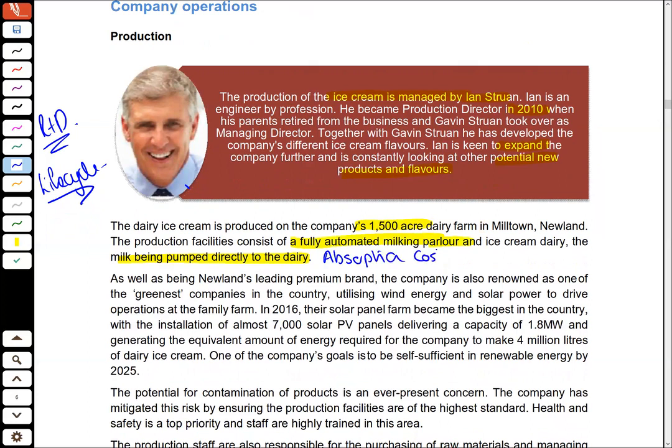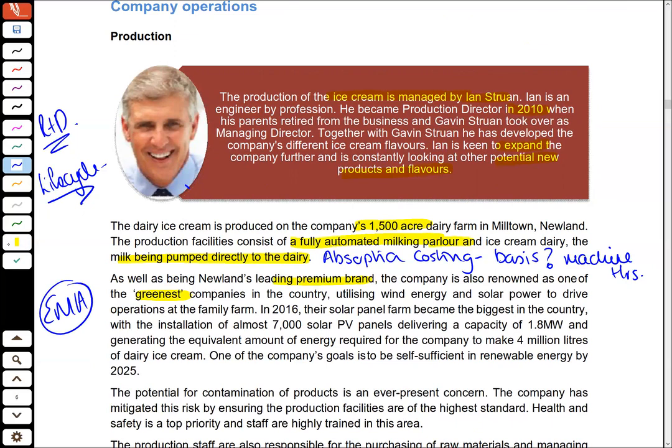So what I would be thinking here then is, if we deal with this company from an absorption costing point of view, which I do believe we are told later on, what would be the basis for absorbing these overheads? Maybe it's going to be the number of hours from a machine point of view. As well as being the nation's leading brand, the company is also known as one of the greenest. So again, from an environmental point of view, it is important that we maintain that image.